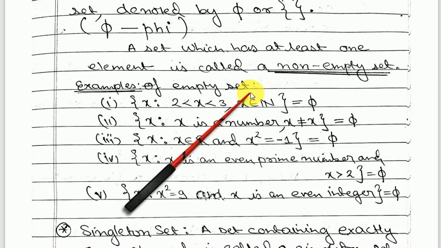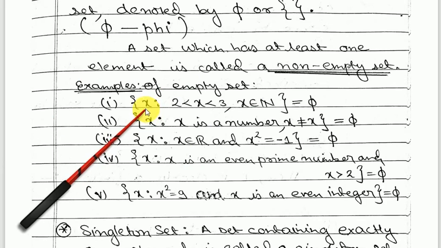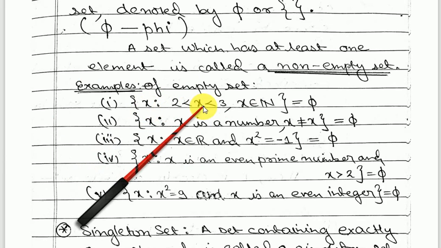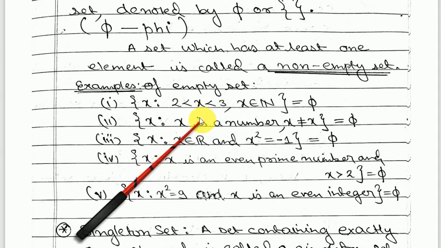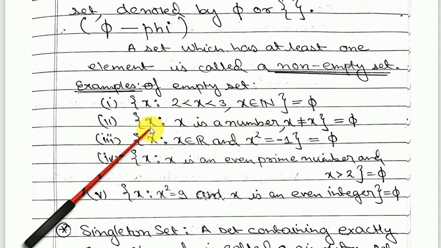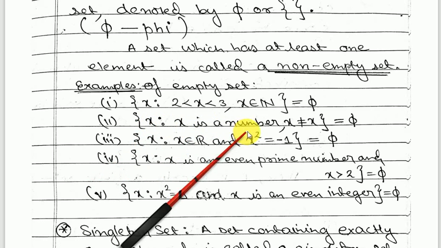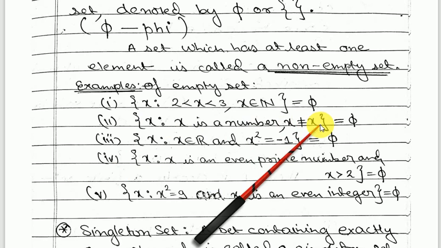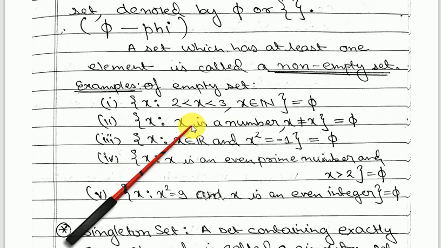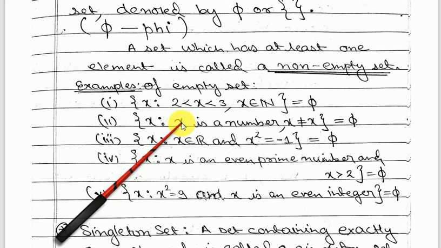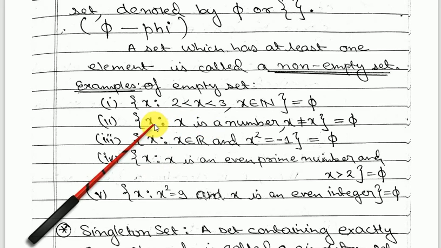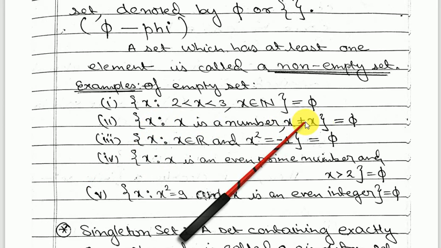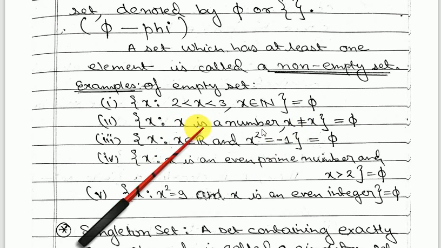Examples of empty set. Here I've taken one set which contains elements x, where x is lying between 2 and 3, and x must be a natural number. But in between 2 and 3 there is no natural number, so clearly this is an empty set. Next set is x such that x is a number and x is not equal to x. We cannot have a number which is not equal to itself. Like 2 is equal to 2, 3 is equal to 3, 4 is equal to 4. But here we are taking a number x that is not equal to itself. So we cannot have any such number. So it is an empty set.